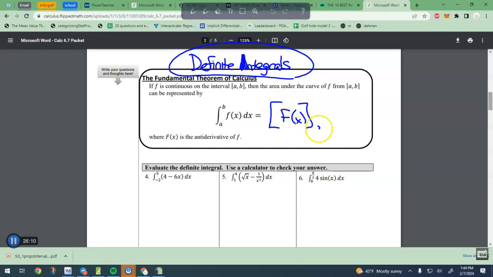And then I want you to put the A and B right there. This is a capital F. And then what you do is plug the top in minus plug the bottom in. And that'll get you a number. That number represents the area under the curve. So we'll go through.